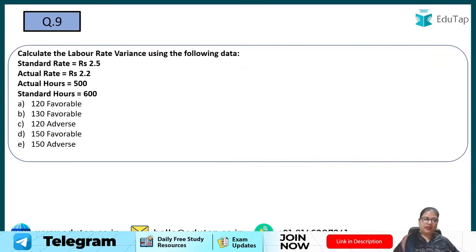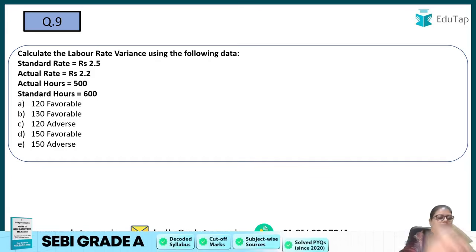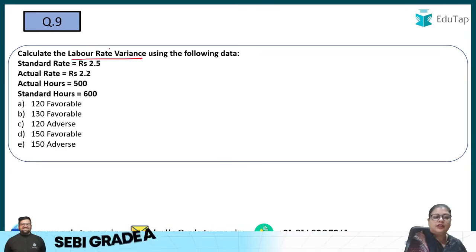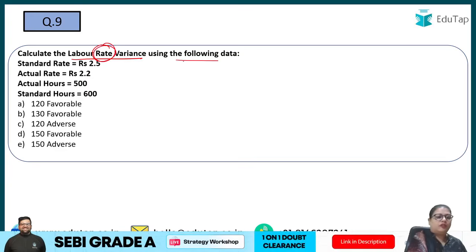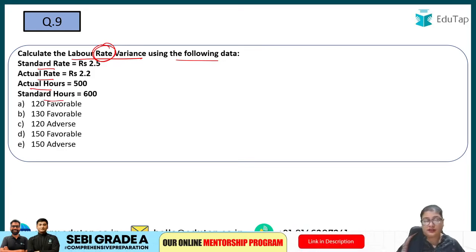Question number 9, again, it's a formula based question. It's a numerical. If you know the formula, kindly stop here and try to solve this. But if you don't know the formula, then let us solve. Labor rate variance. You have to calculate the labor rate variance using the following data. Standard rate, actual rate, actual hours, and standard hours are also given to you.